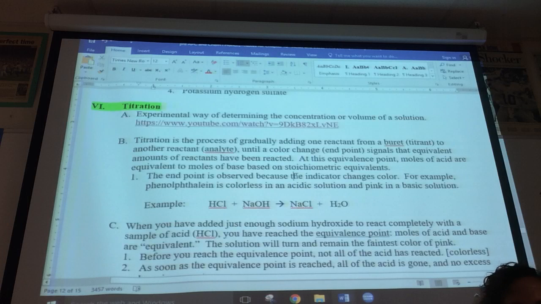All right, so some of the terminology that she used I've put in your notes. Again, with titration, you're going to gradually add one reactant from the burette, that's the titrant, to another reactant that's in the flask, that's the analyte, until you get a color change. The color change is the end point. So what you're seeing is the end point. You're seeing a color change. It signals the equivalence point, where you have equivalent amounts of moles of reactants, in this case acid and base.